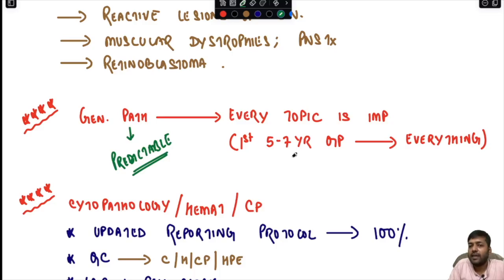So again, the concept is the same. First the 5 to 7 year question papers, then you go for every important topic of general pathology. So general pathology ideally should be completed in entirety. But remember one thing, first you have to cover 5 to 7 year question papers of all the different subjects. It is not that after completing 5 to 7 years of general pathology, you go for the other topics of general pathology as well. No, after 5 to 7 years of general pathology, you have to cover 5 to 7 years of systemic pathology, 5 to 7 years of cytopathology, hematology, clinical pathology, recent advances. After that, when you have time, then you go for the extra topics that you have yet to complete. This is what I mean.